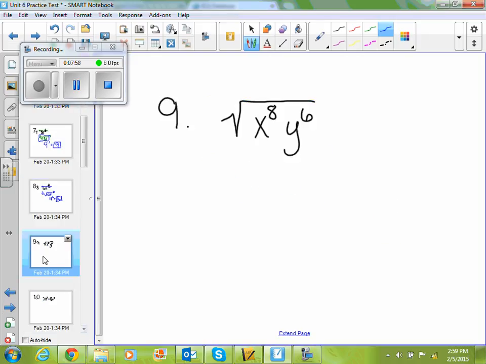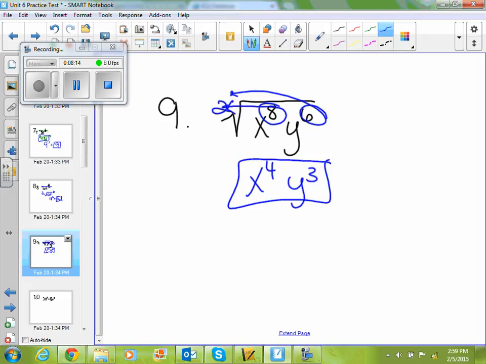Okay. Alright, last one before we switch to something new. Name the square root of x to the 8th, y to the 6th. What number is out here? 2. So we divide by 2. 8 divided by 2 is 4. 6 divided by 2 is 3.